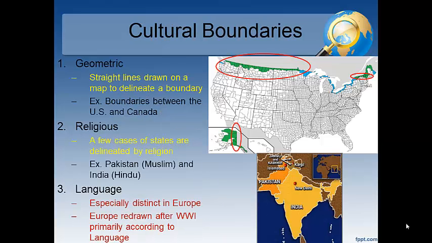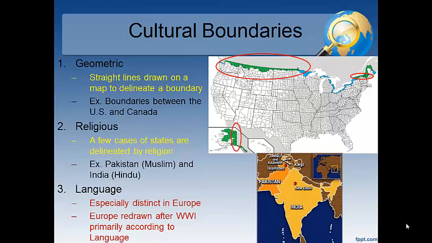Alright, cultural boundaries. Let's first talk about what a geometric boundary is. It's a straight line drawn on a map to delineate a boundary. Literally, it was easiest to draw a straight line instead of figuring out, is there a physical boundary? Is there a cultural boundary? So, one great example is the boundary between the United States and Canada. I've circled them for you in that map. Literally a straight line.